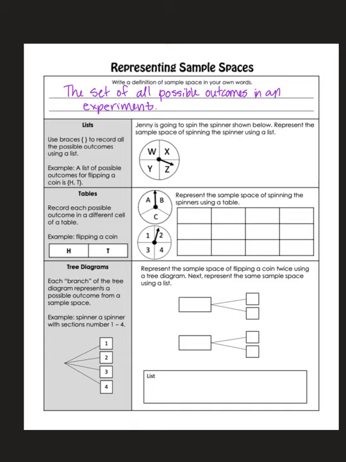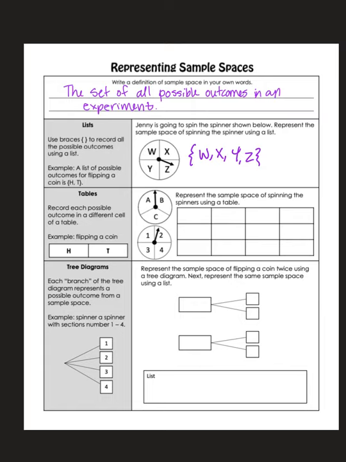So if I have a spinner, Jenny's going to spin the spinner shown below. Represent the sample space of spinning the spinner using a list. So I'm going to make this bracket, and what can she spin? She can spin a W, an X, a Y, and a Z. So that is her sample space. That's all the possible outcomes that she can get in that experiment.